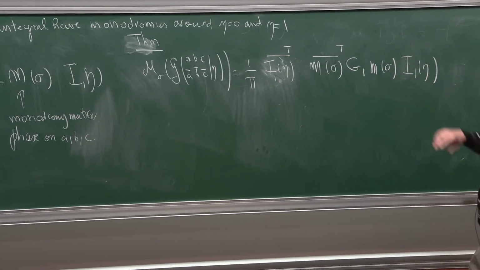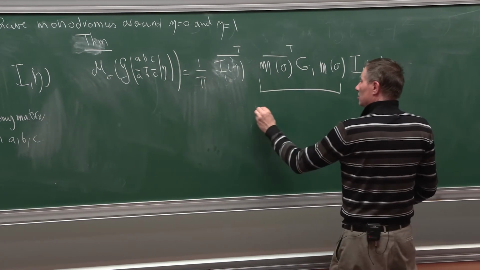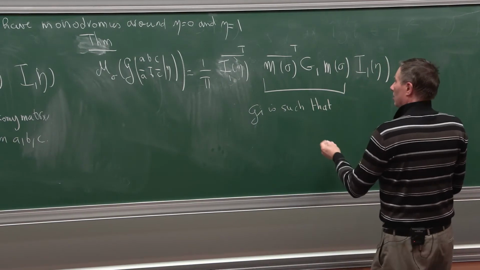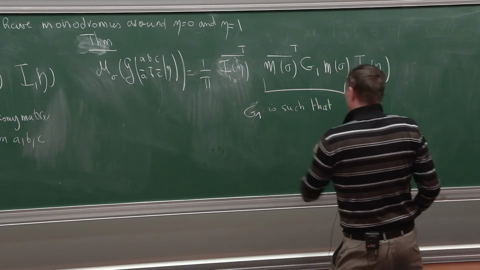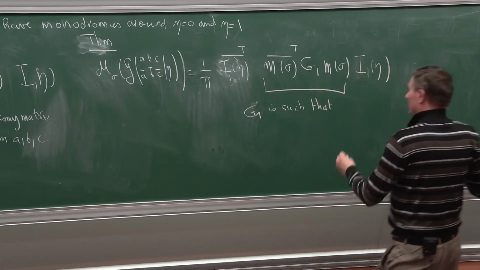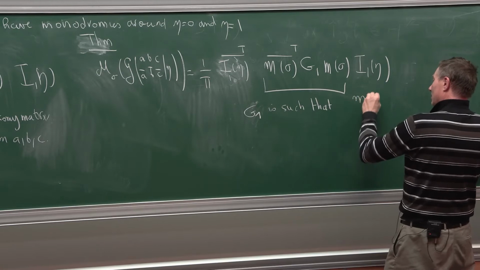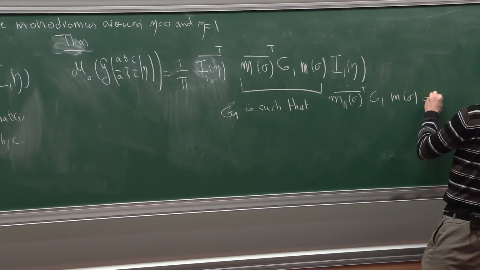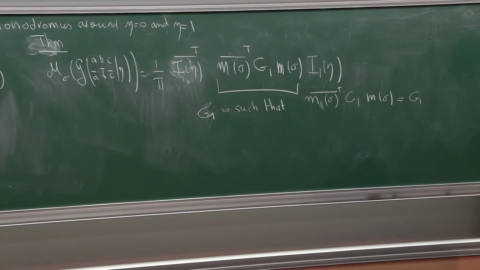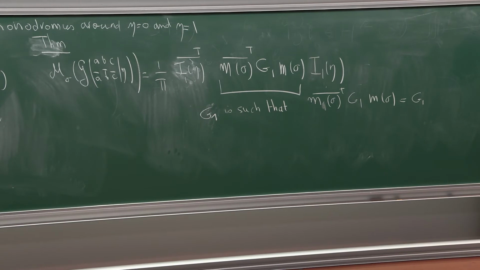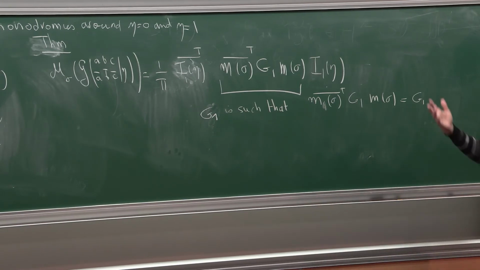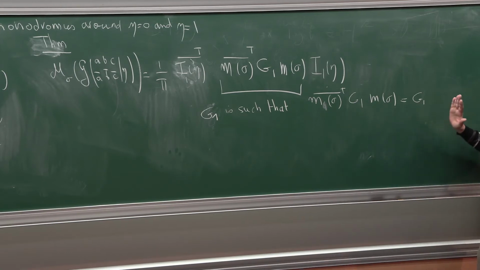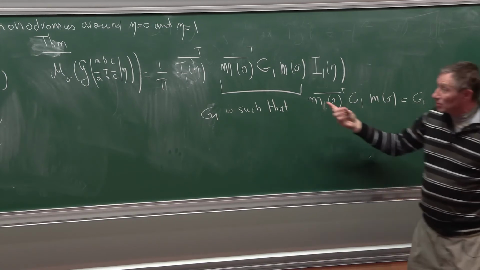Now the statement is that G1 is such that the function has no monodromy. That means this quantity is the same matrix. So G1 is a diagonal matrix. In general, it's a block diagonal matrix when I have n points on the Riemann sphere; when I have just 4 points, it's diagonal. If you do the computation and check, this is a fact, and that tells you that this function has no monodromies.